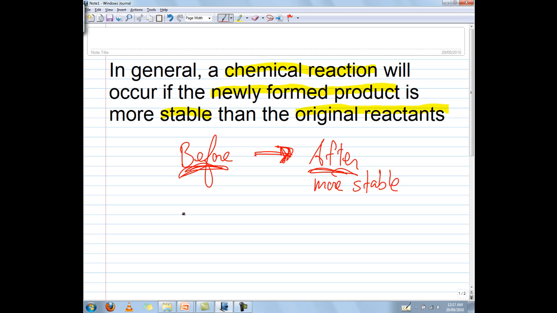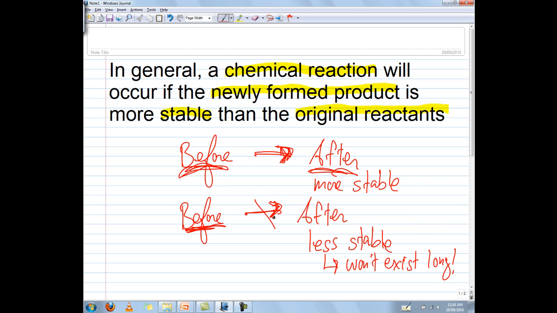I mean, that just makes sense. If what it was before goes through a reaction and becomes less stable, it's not going to exist very long. And so why would the chemical reaction go forward? If it doesn't exist, well, you don't have to worry about it. Now, of course, this is in general. There are always exceptions to the rule, but usually this is the case.